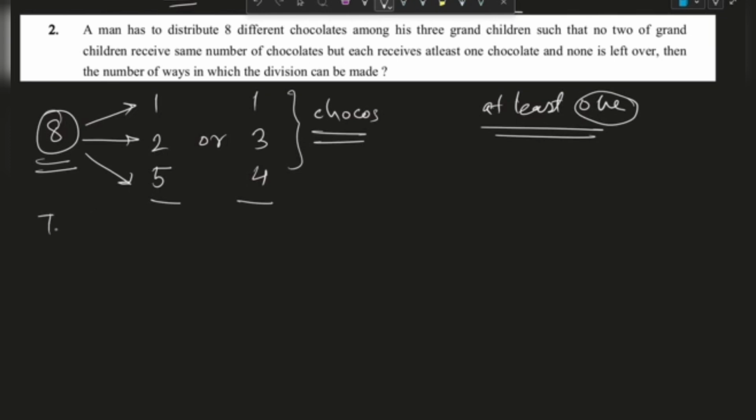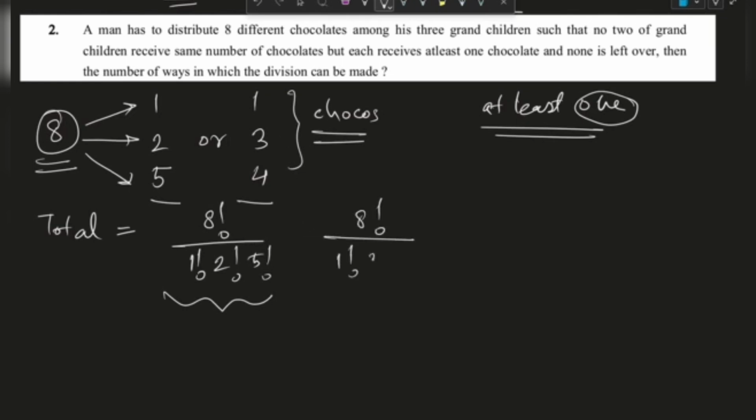So if we find out the total number of ways, this will become 8 factorial by 1 factorial, 2 factorial, 5 factorial. I guess you can understand this. This is using division of objects from permutations and combinations. And the other is 8 factorial by 1 factorial, 3 factorial, 4 factorial. Because we have 3 groups here, in both of these there will be a 3 factorial multiplied. So we have to add these two, and I will take the 3 factorial common outside. So this is our expression for the question.